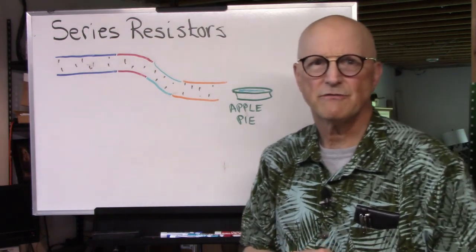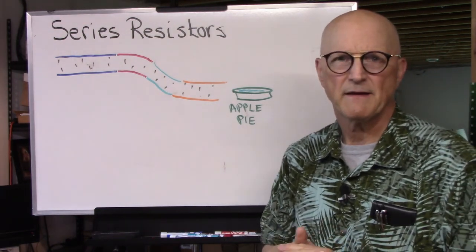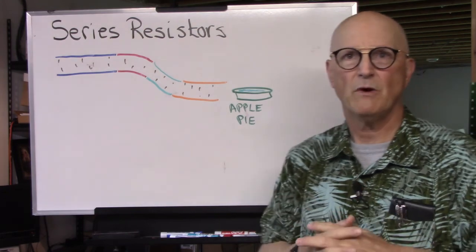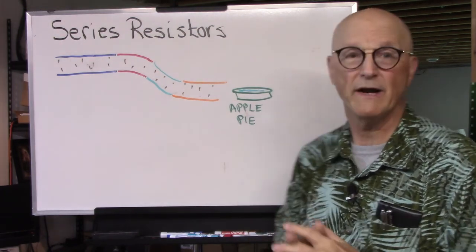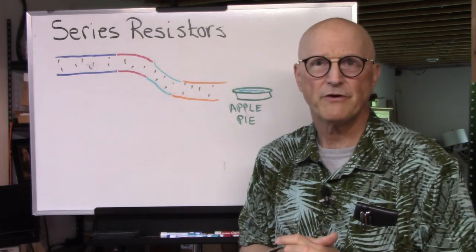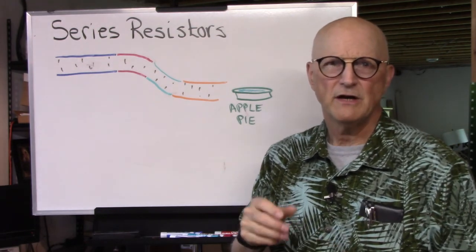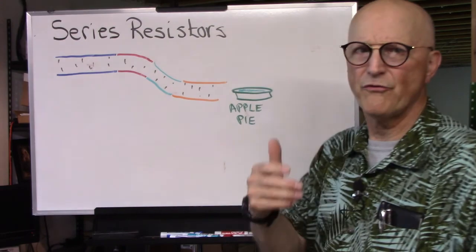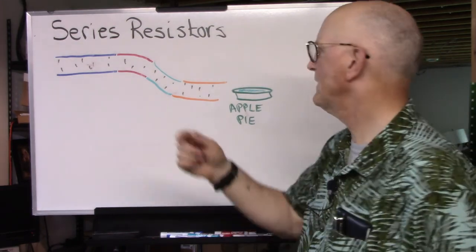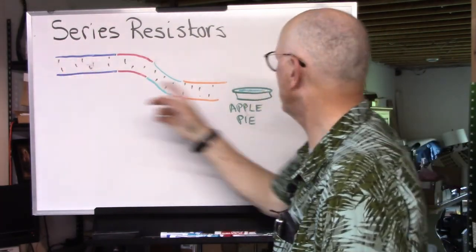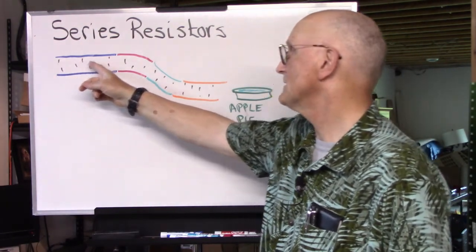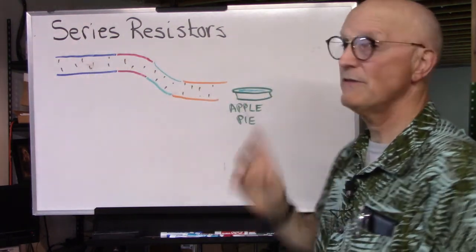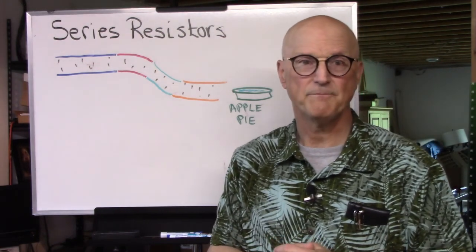The same is true of our friends, the electrons. As they try to navigate from one place to another through the series of resistors, it's like this hallway. They have no alternate route. They are stuck with having to go through the resistors from one end to the other, just like these people. If they want to get to the apple pie, the only way they're going to get there is through the route that has been supplied.